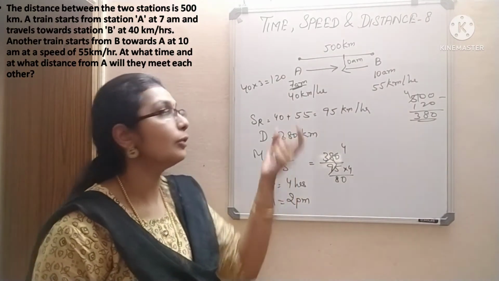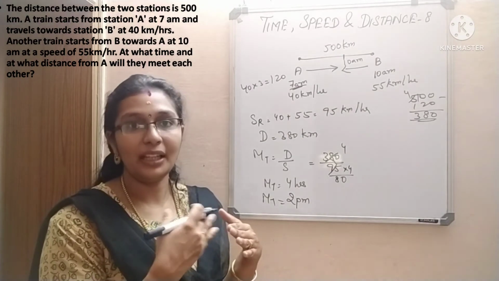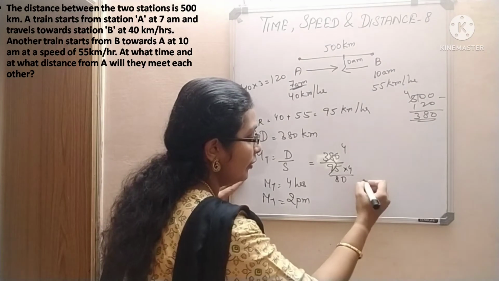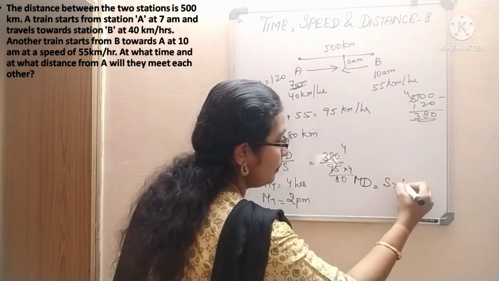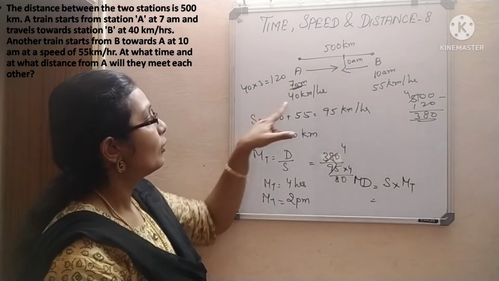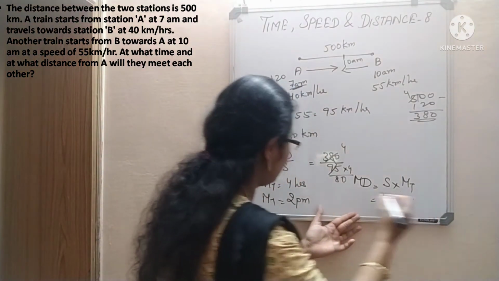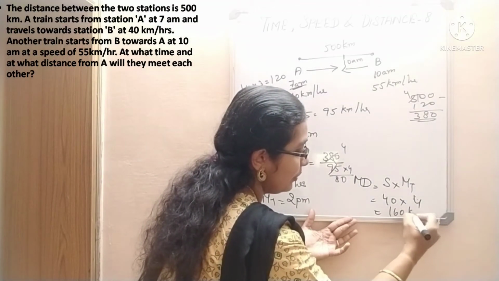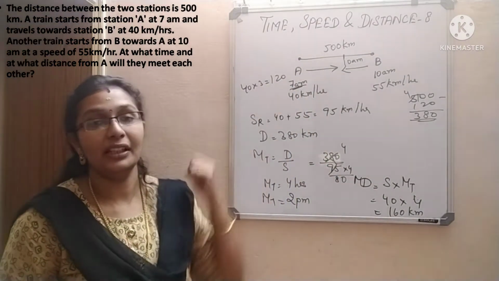Here you will have to bring a small change, because there it was the same time, correct? Now we will have to proceed as usual. Meeting distance is equal to speed into meeting time. Here they are asking from A only, so the speed is 40 into meeting time, which is 4 hours. So 160 kilometers is the meeting distance. Plus you will have to add 120 kilometers.